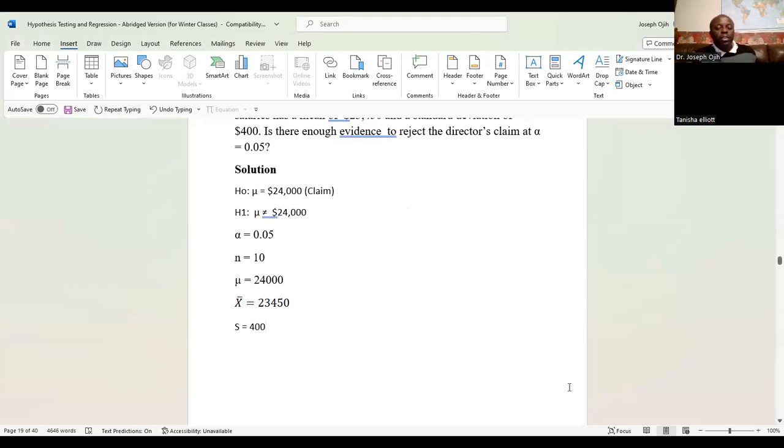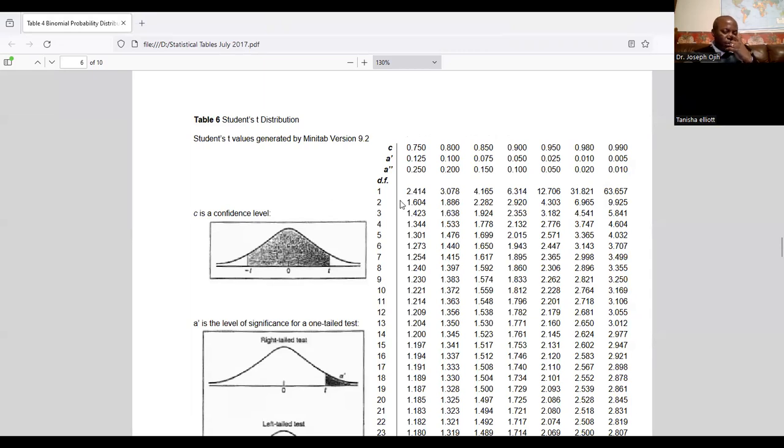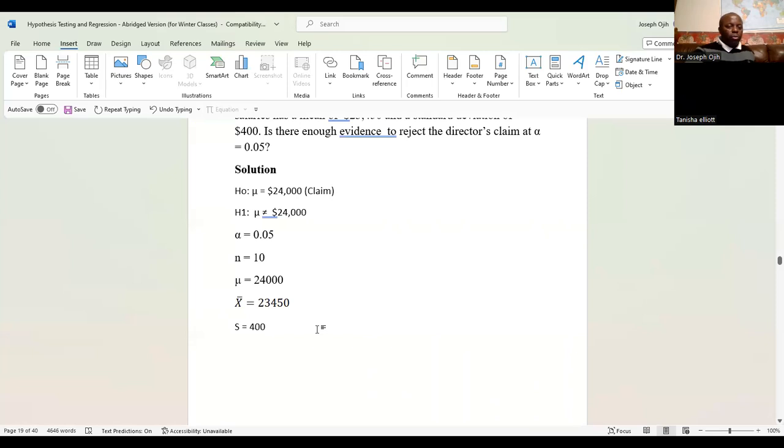Now, let's find it. Since I'm using the table, the student t distribution, it is based on the DF, which is the degree of freedom. Like I said, we used it before. You are familiar with this table, so I won't waste so much time showing you. The degree of freedom, DF, equals n minus 1. Our n is 10, so that means 10 minus 1.